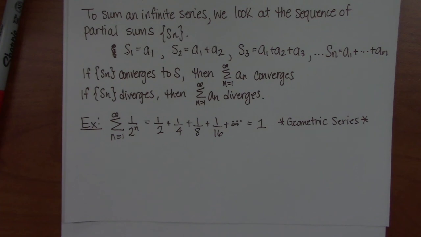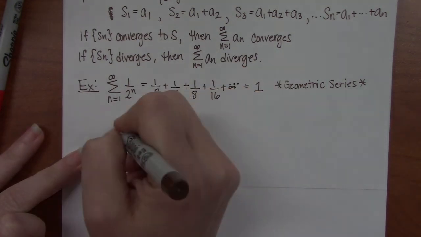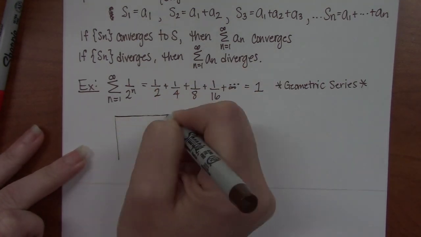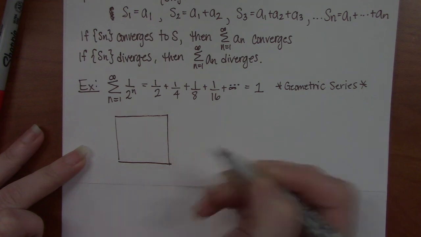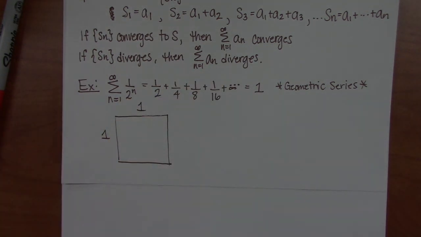All right, so this is what we're doing. There's a reason they pick 1/2. So let's look at how this sums to 1. If I take a square that's just 1 unit by 1 unit, the area of this square is 1. 1 times 1 gives you 1.